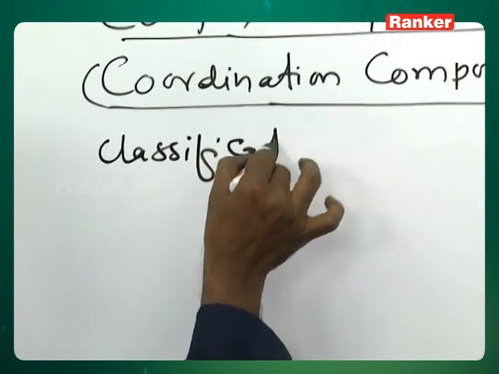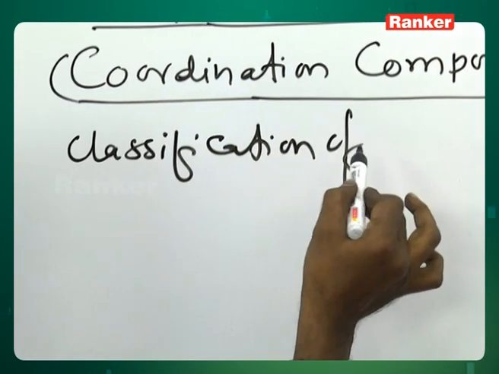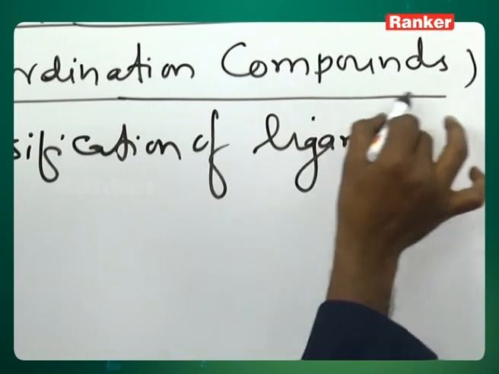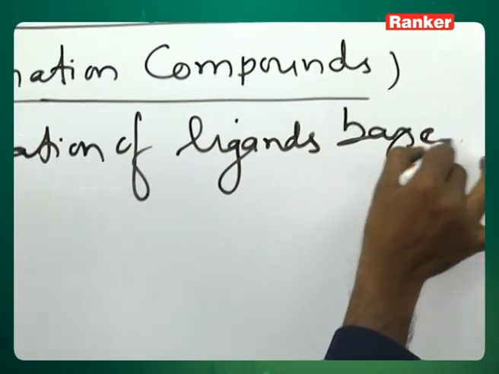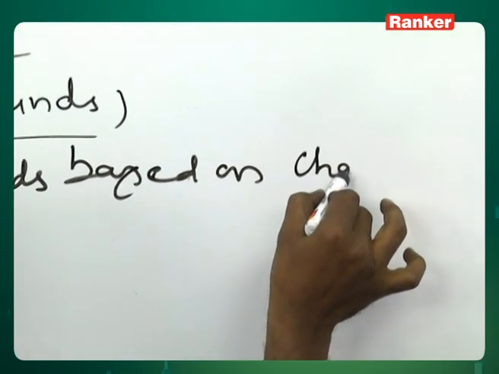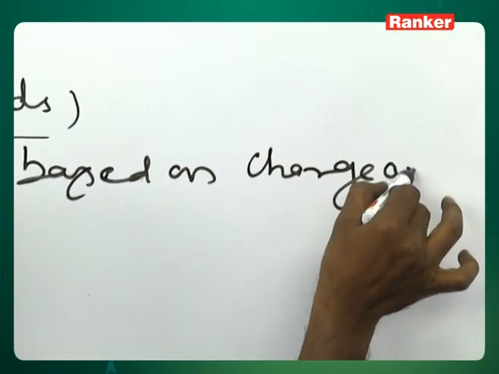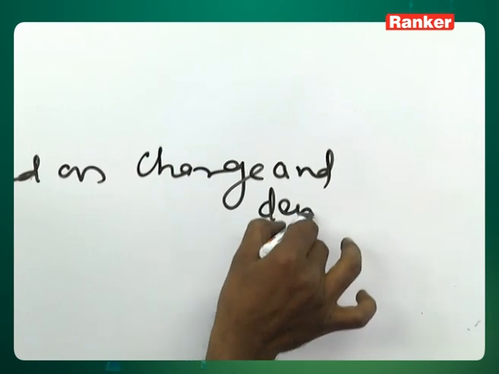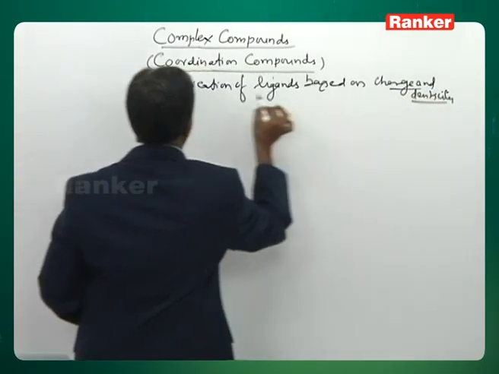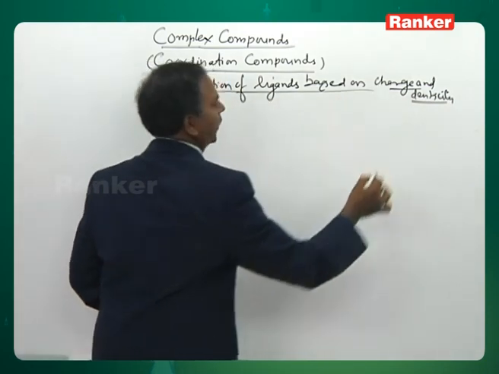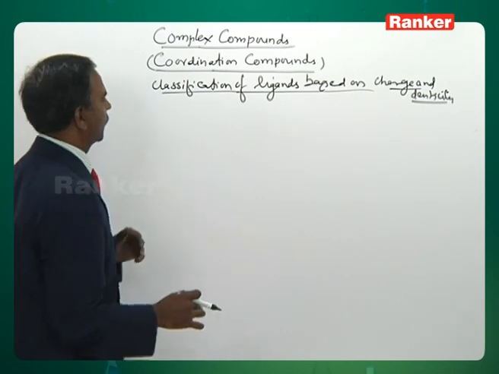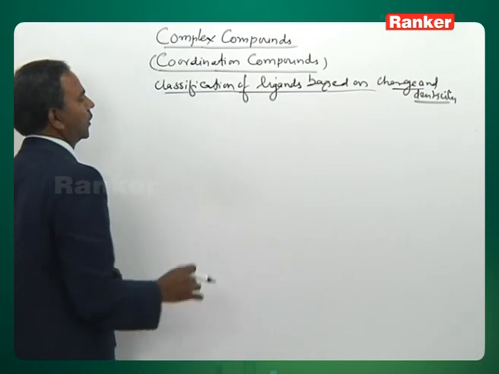Classification of ligands based on charge and density. Let me make a table. We classify different types of ligands based on this table.